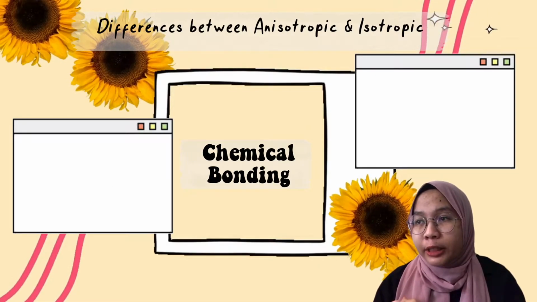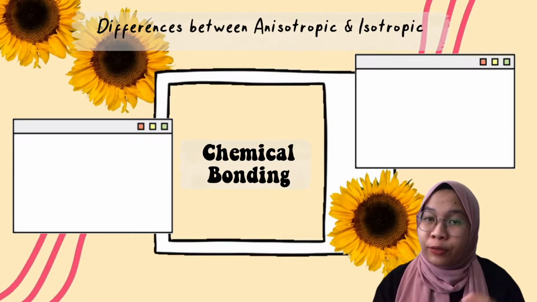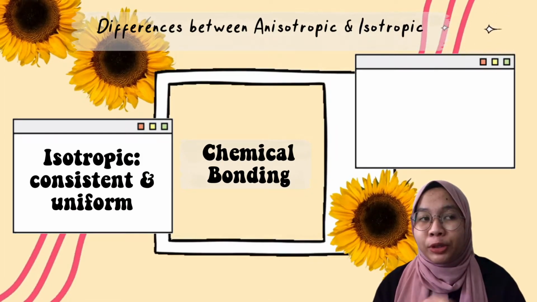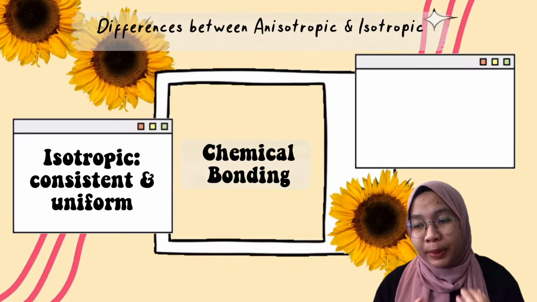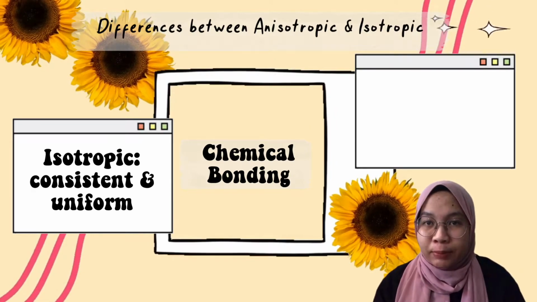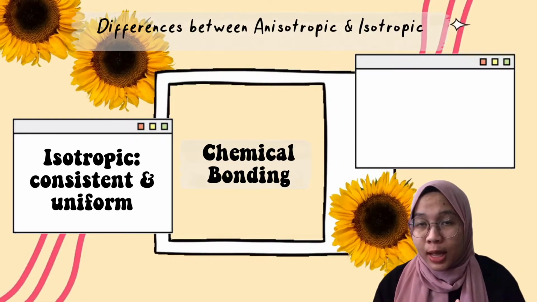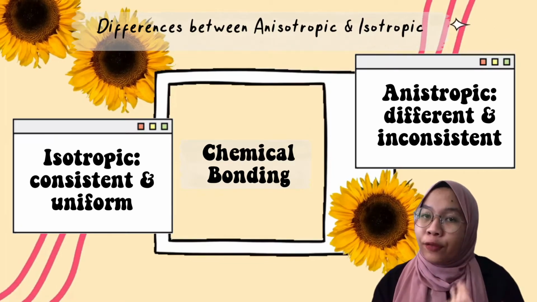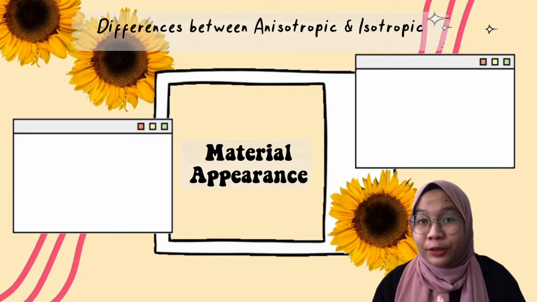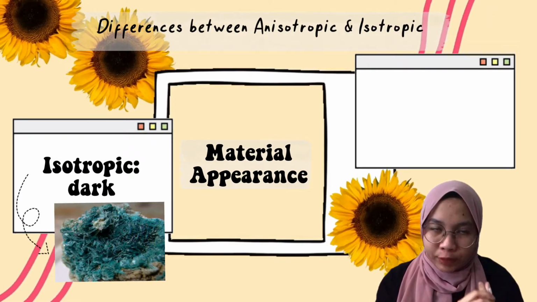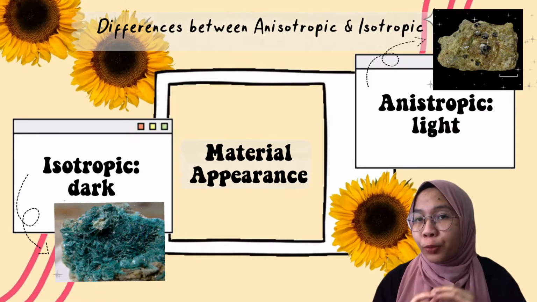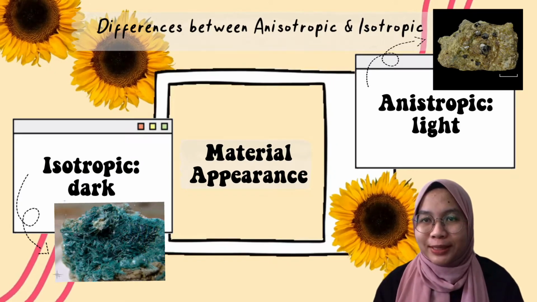Chemical bonding is also another point that could differentiate between both of the main terms. Isotropic materials or minerals display a consistent and uniform chemical bonding in the mineral, while anisotropic materials have different and inconsistent chemical bonding. Materials that have isotropic behavior generally appear dark, and anisotropic materials show a light appearance.